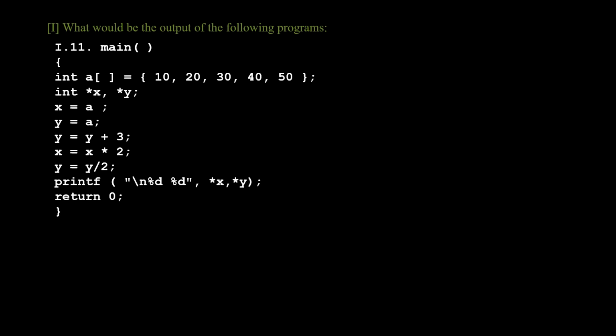X and y are assigned to A, and there are a few operations done on y and x. What would be the output of the following program? It will not even compile, because x and y are holding the address of address, and these kinds of operations like multiplication and divide are not allowed on addresses. So it will throw an error like invalid operands to binary, asterisk and slash.